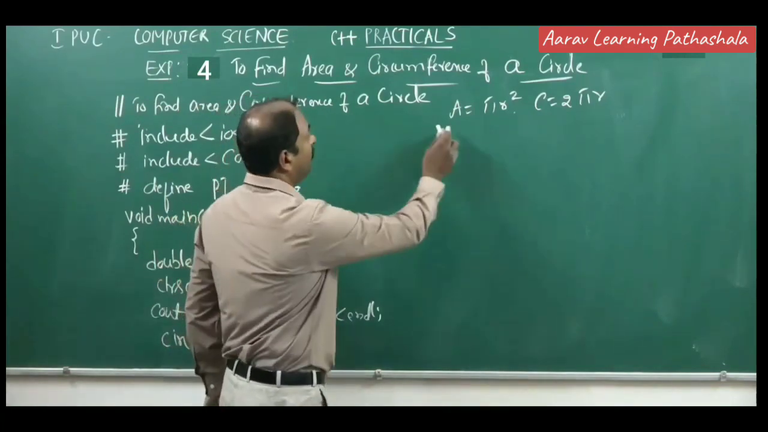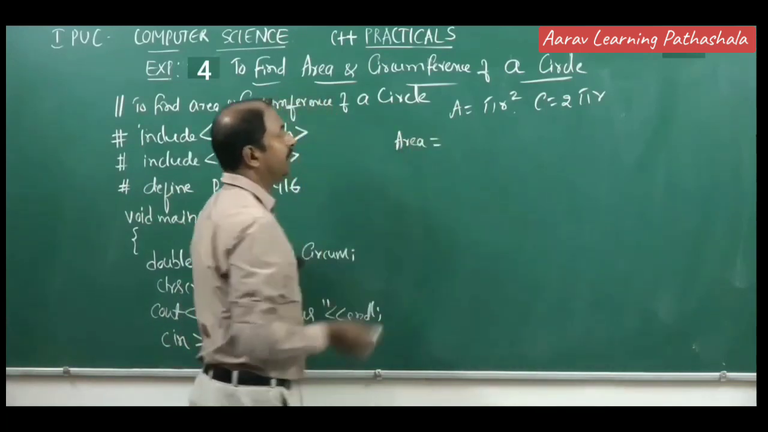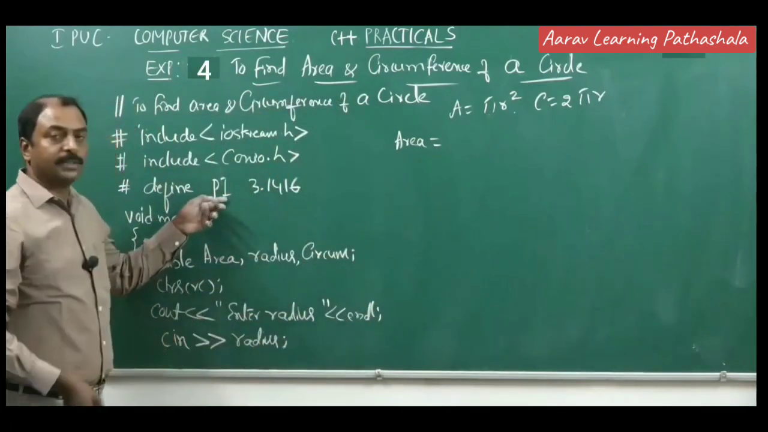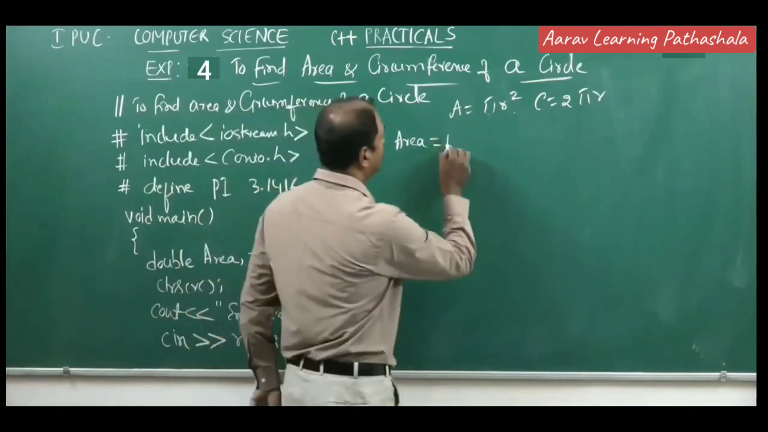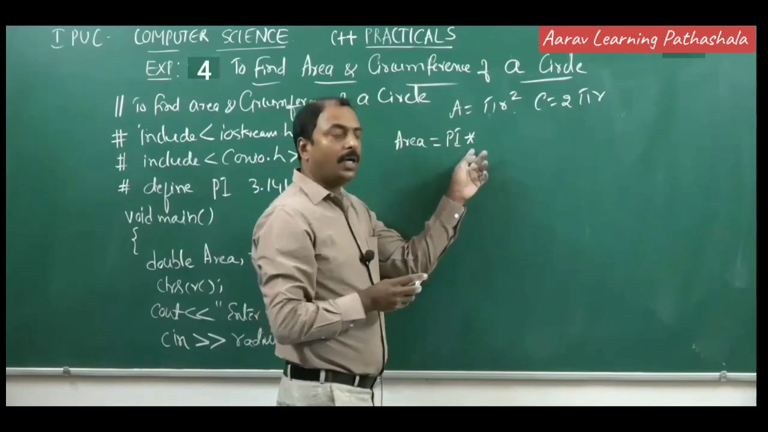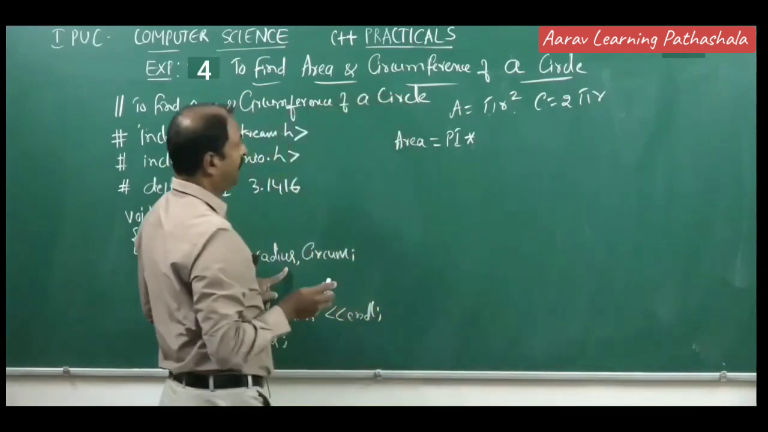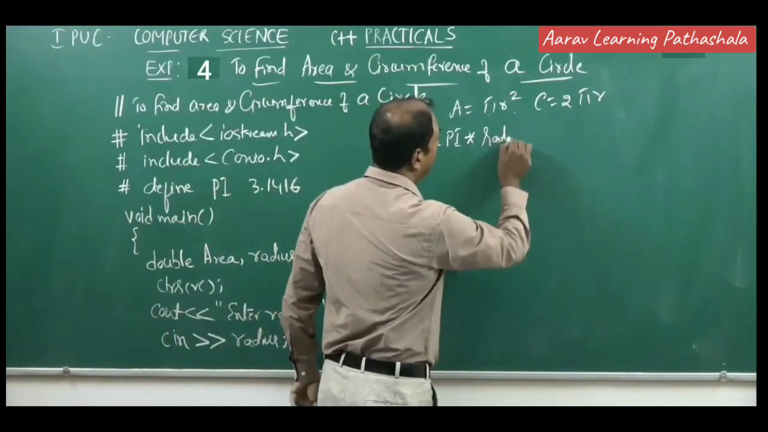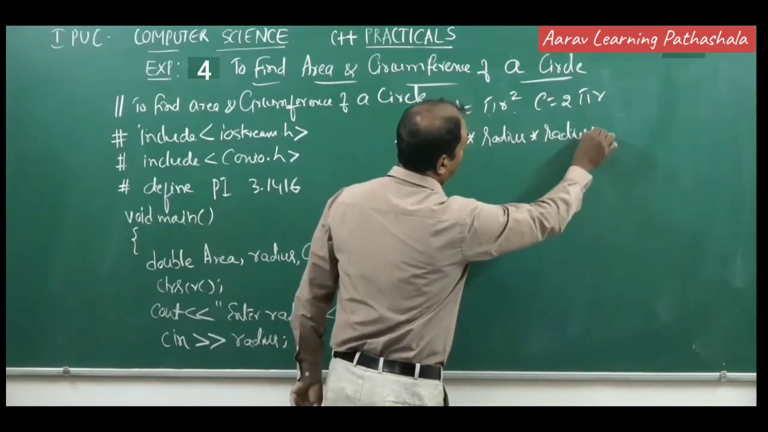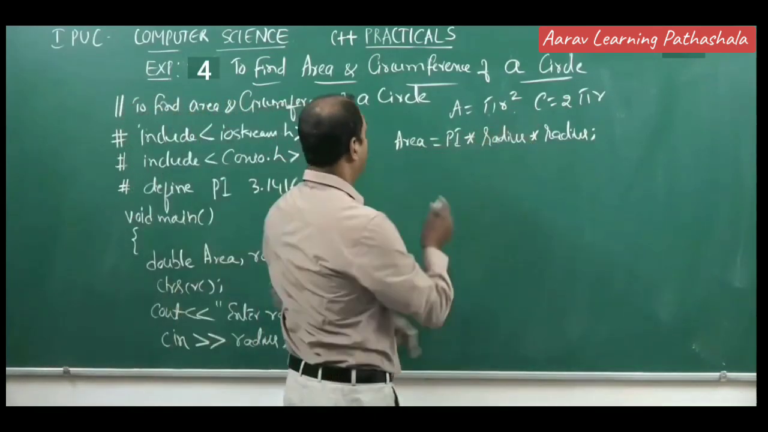Here, after this, one variable is area. So I can write area equals, the area formula, pi. What is the value of pi? Already we have declared pi as a constant. So I can write pi and r squared. It is nothing but r into r. So this is the asterisk multiplication symbol, and here the variable is radius. I write radius star radius, semicolon. So this is applying the formula.